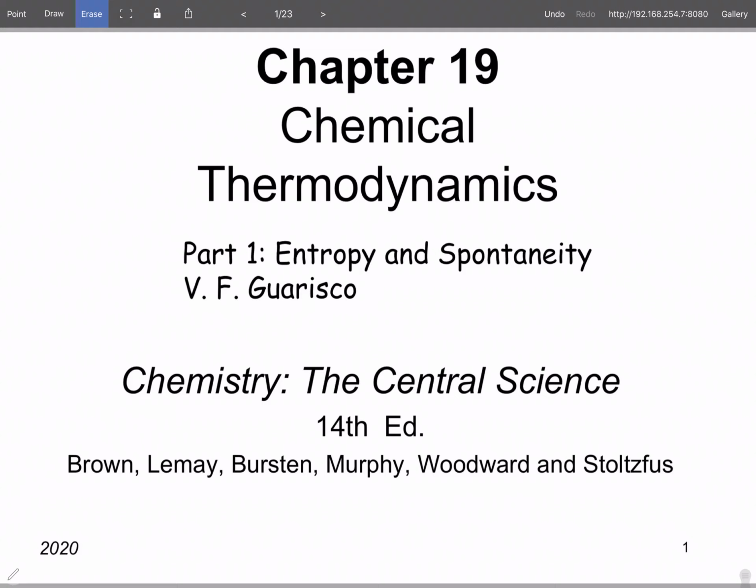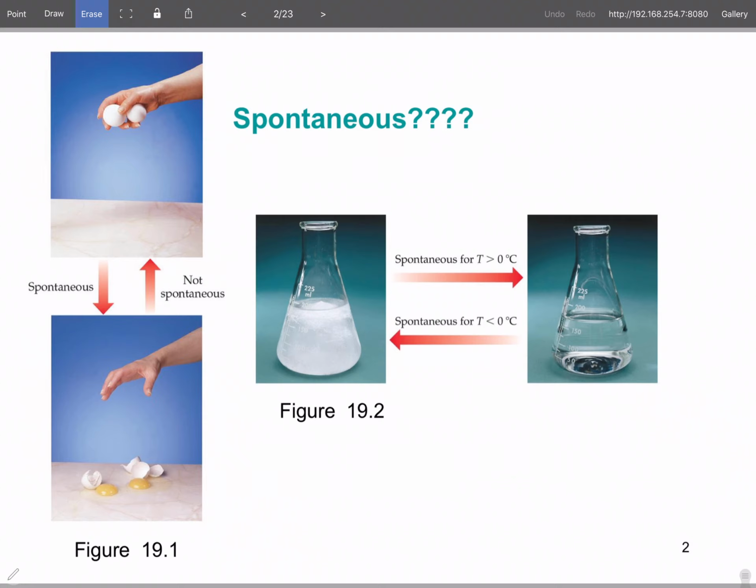We're going to do the first part of chapter 19 now, in front of chapter 13. And then the second half of 19 we'll do later, in front of and with chapter 20. Okay, so the first part of thermodynamics is spontaneity.